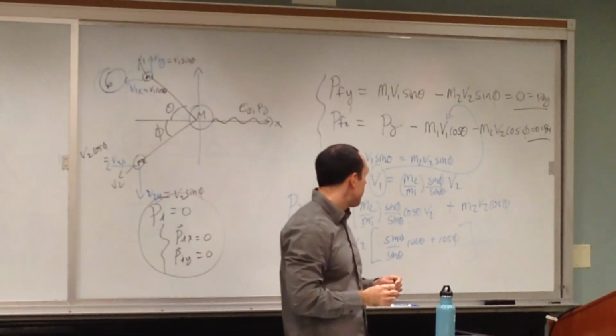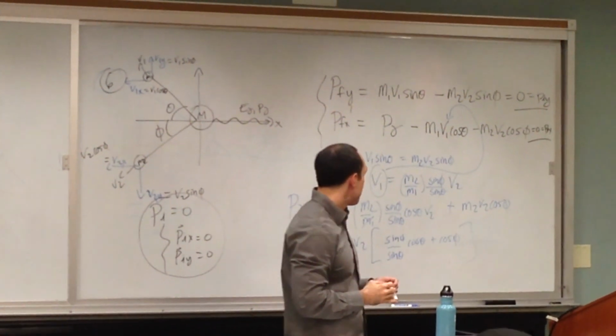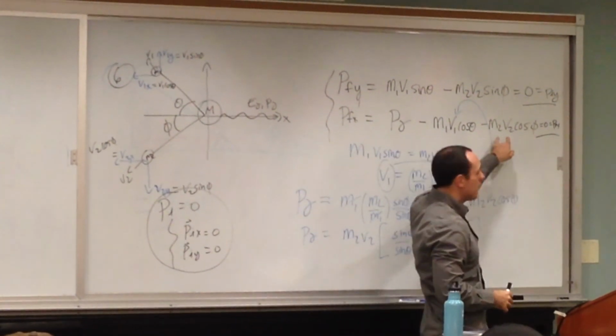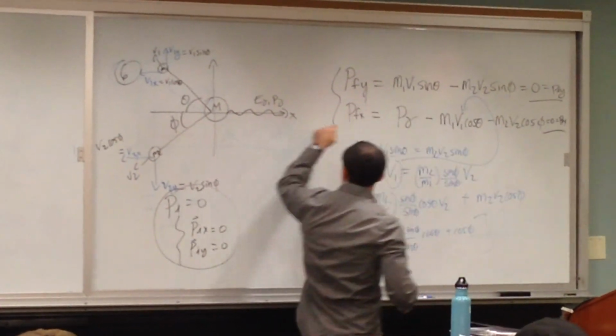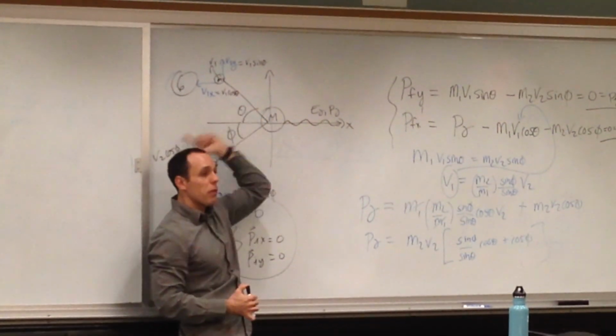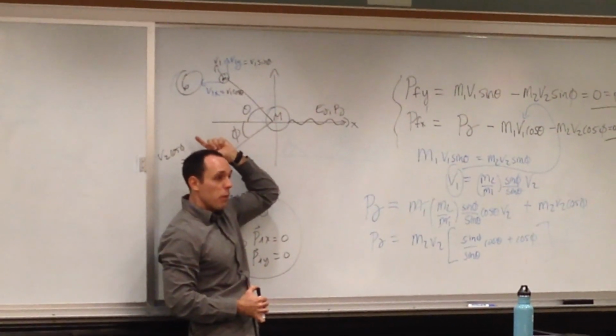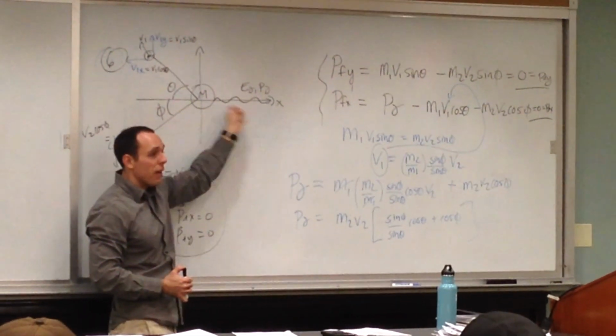Which side? Here? Because notice the photon's going this way, and they're both going to the left. Momentum's a vector, so I just said this is positive and this is negative.